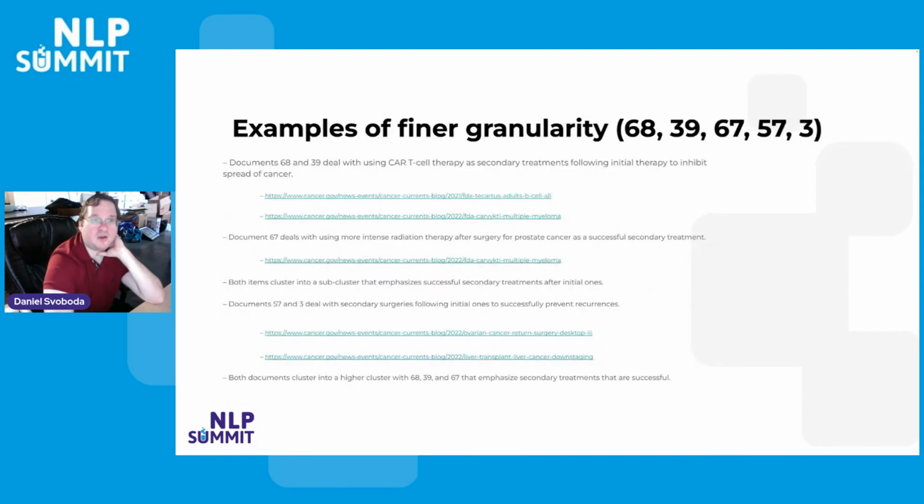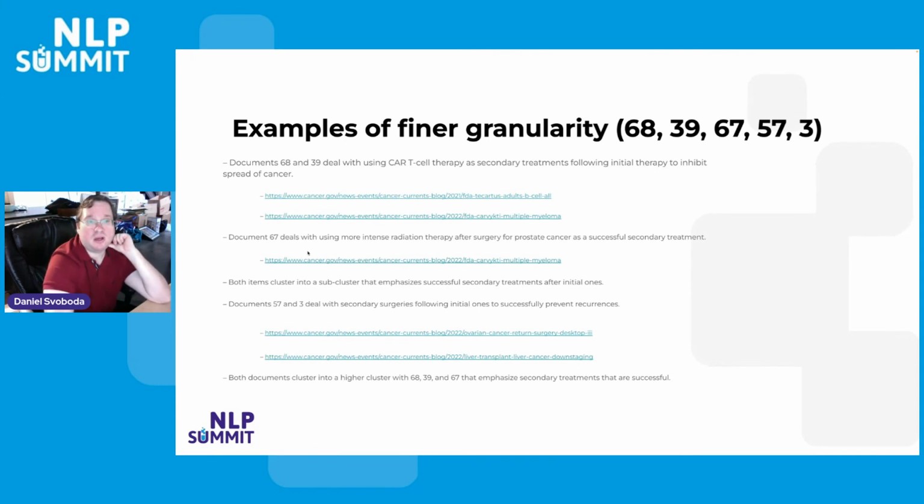So a last finer example is also relating to initial and secondary methods to stopping the spread of cancer. Documents 68 and 39 used CAR T-cell therapy, which is a form of immunotherapy of using the immune system to attack very specific cancer cells. So these two articles related to secondary treatments following an initial therapy such as surgery or chemotherapy in stopping the spread of cancer.